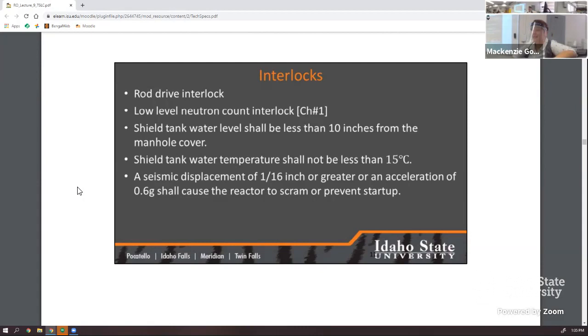Shield water, we talked about, that's a design feature, right? Protects us from radiation. Therefore, we have to check that it's there. And so someone had to decide, can we have half the tank full? Can we have 90% of the tank full? And that amount was, it has to be within 10 inches of the top. So it has to be basically full.